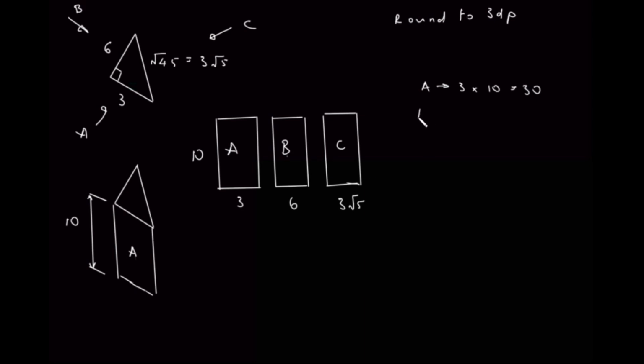B is 6 times 10, because 10 is the height, the width is 6, which is equal to 60. C, see, I'm breaking it down into bits. This is where it gets fun. 3 root 5 times 10. Well, that would in fact give me 3 times 10 is 30 times the root 5. See, we're getting into roots. You're crossing over. Alright? So that is all these verticals.